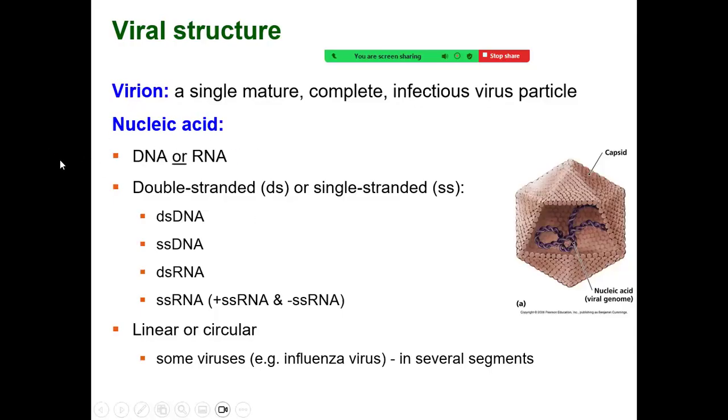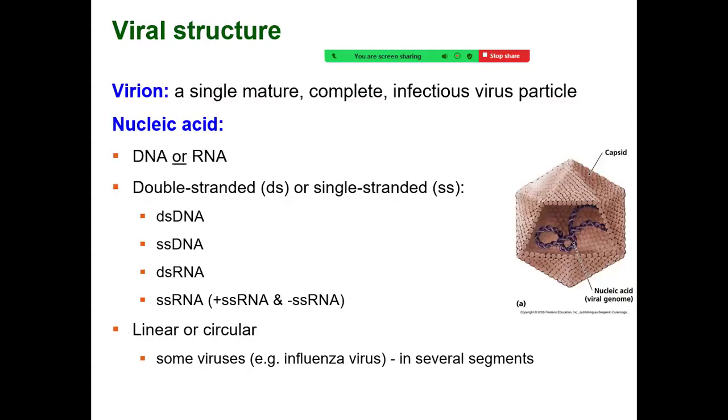Any questions about the nucleic acid of viruses? So they can be double-strand DNA, single-strand DNA, double-strand RNA, or positive single-strand RNA, or negative single-strand RNA. The viral genome can be linear or circular. And if you remember, eukaryotes have a genome which is linear, and prokaryotes have a genome which is circular. So a virus can be either linear or circular.